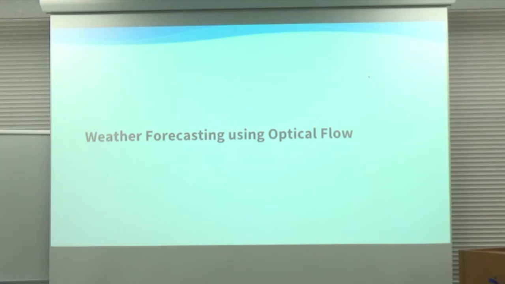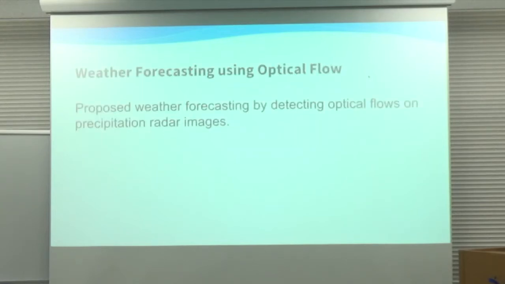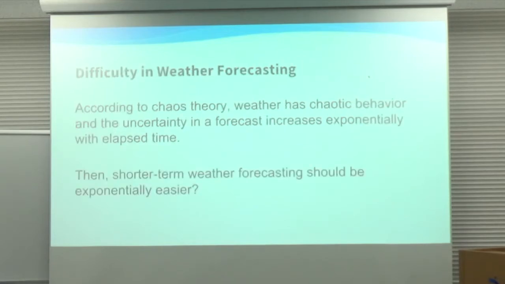And the first one is weather forecasting. I proposed weather forecasting by detecting optical flows on precipitation radar images. What's difficult in weather forecasting is that, according to chaos theory, weather has chaotic behavior. As a result, the uncertainty in the forecast increases exponentially with the elapsed time. In other words, short-term weather forecasting should be exponentially easier. But I think it's not enough for now.